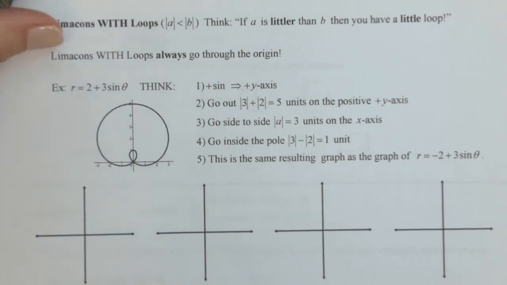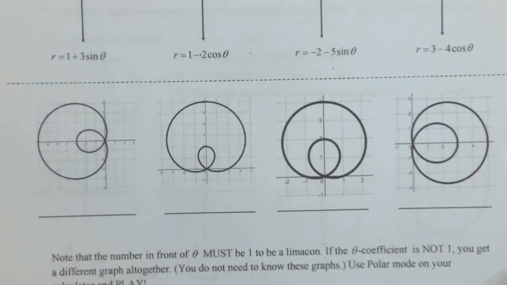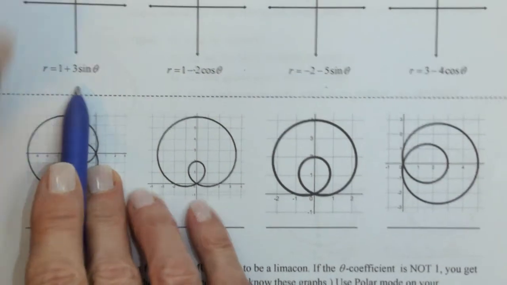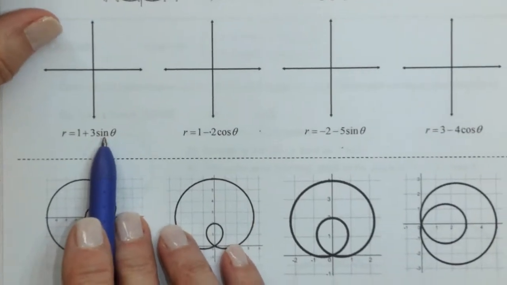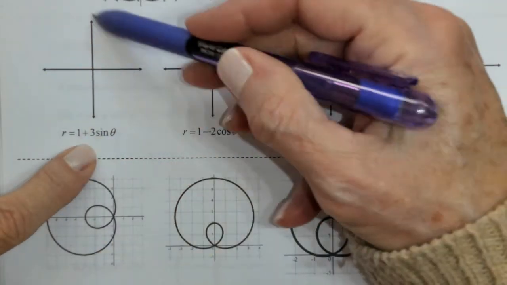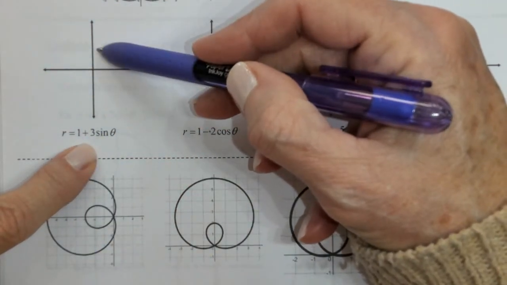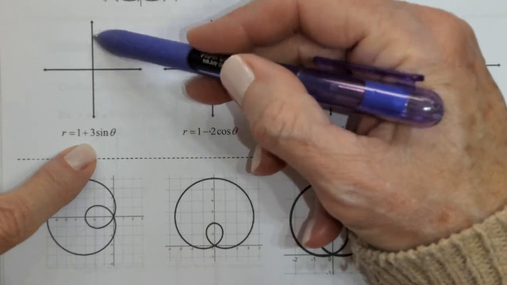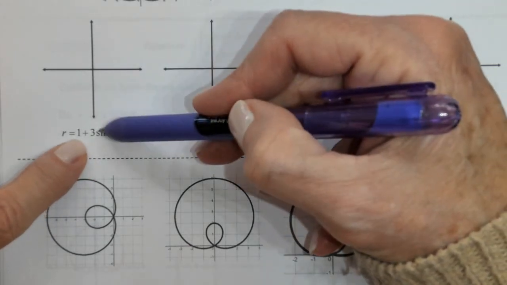Okay? All right, let's see how we graph this. First of all, I see a positive sine. Positive sine, positive y-axis. The bulk of this will be on the positive y-axis. How far up? 4.